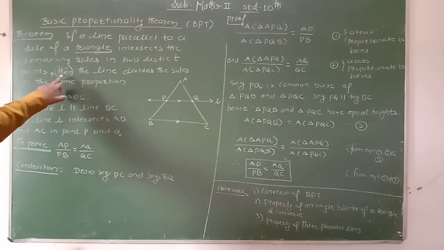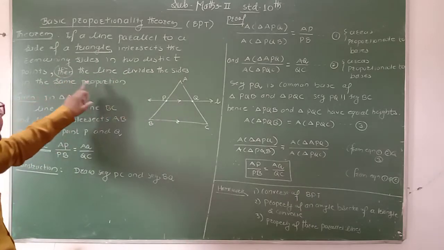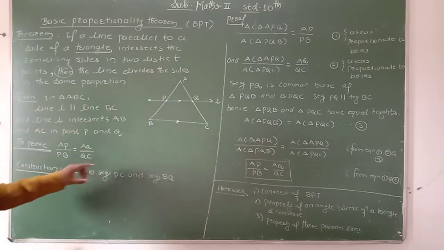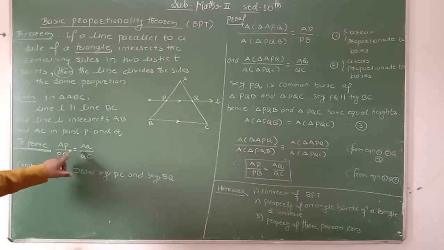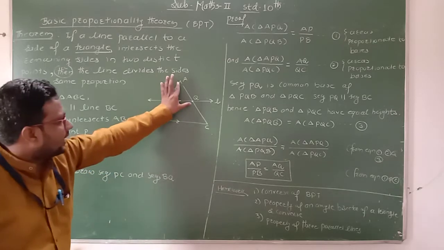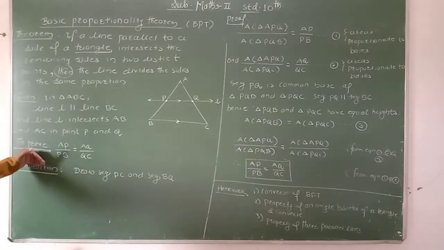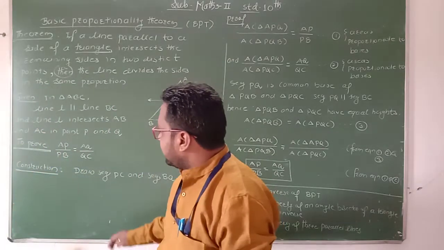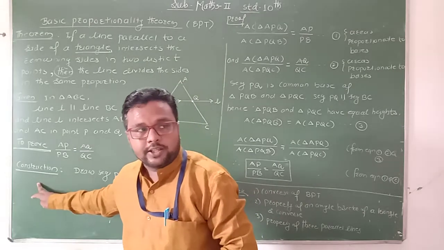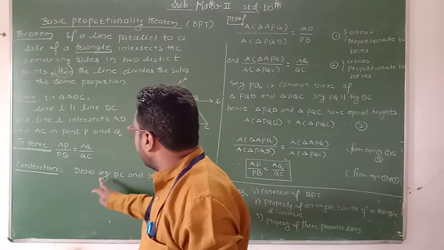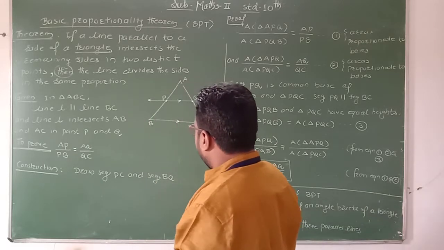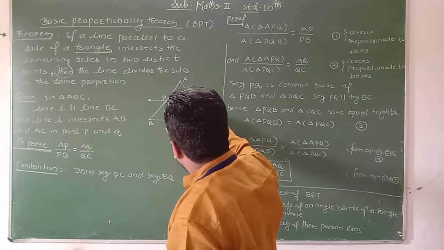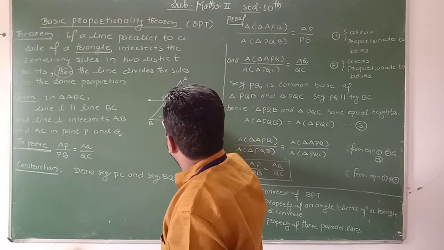Now what we have to prove here? The line divides the side in the same proportion. Now this line divides AB into AP and PB. We write AP upon PB is equal to AQ upon QC. That we have to prove. Clear? Now according to the theorem, if there is a need of construction, we do the construction here. Construction is what? Draw segment PC and segment BQ. Here we draw the segments PC and BQ to prove the theorem.